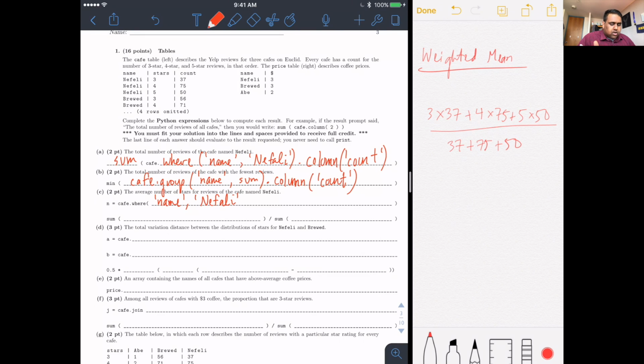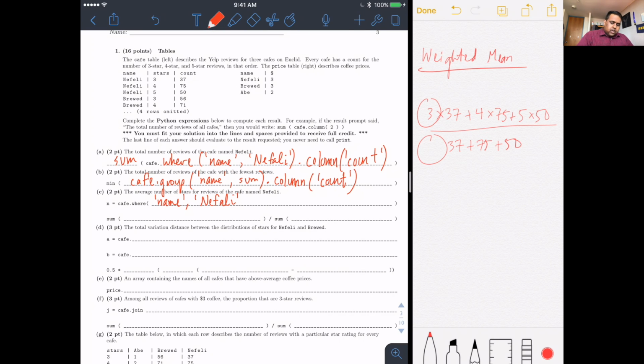So this is the same way you'd calculate your GPA or variation as we've done in this class before. This is a weighted mean, right? So on the numerator we multiply the number of times a certain value appears times the value itself. So 37 times 3, 75 times 4, 50 times 5. And on the denominator, we just sum up the total numbers of values, right? So in total, we have 37 plus 75 plus 50 reviews. So we kind of want to replicate that here with this being our numerator and this being our denominator.